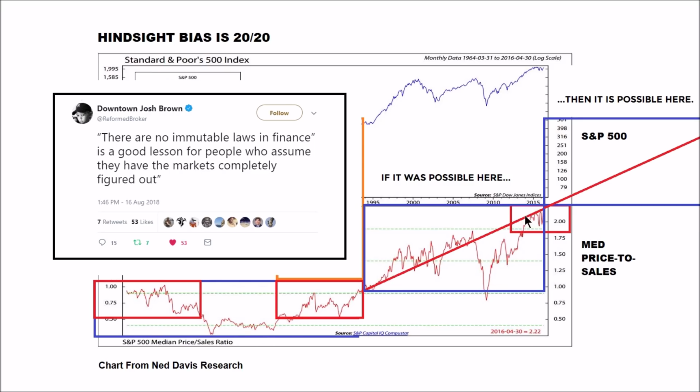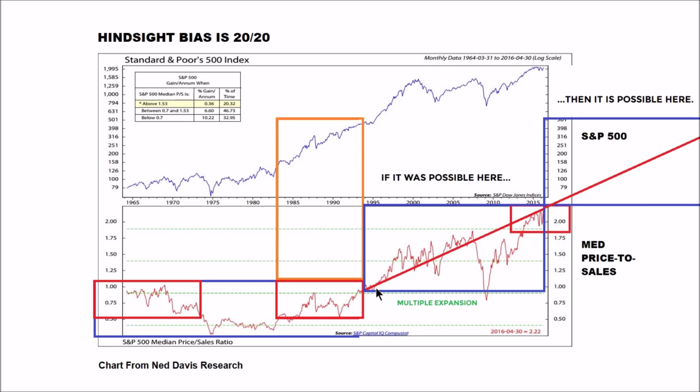Valuations have been rising for a long, long time. The concept that there are no immutable laws in finance applied here to valuations, and it can be applied here as well in a logical manner. During this period here, we get what's known as multiple expansion. If we got multiple expansion during this period here, nothing says we can't see multiple expansion in the future.